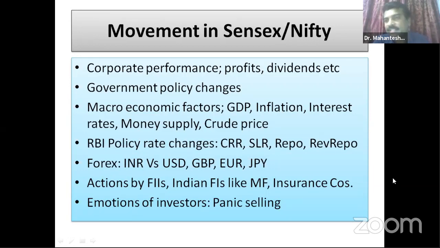So emotions, what happens sometimes is, if Kiran Jhunjhunwala sells shares of some company, the panic selling will start. The people will think, if Mr. Kiran Jhunjhunwala is selling, there must be something wrong with that company. Let me also sell. He is selling, let me also. This kind of panic selling will start there.